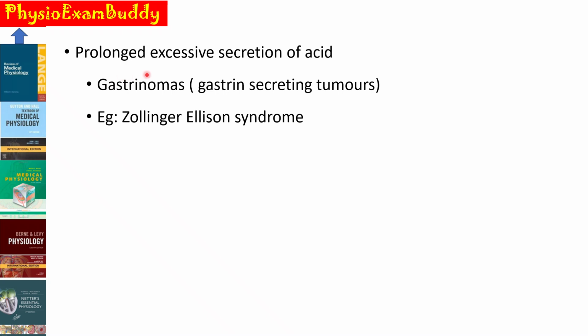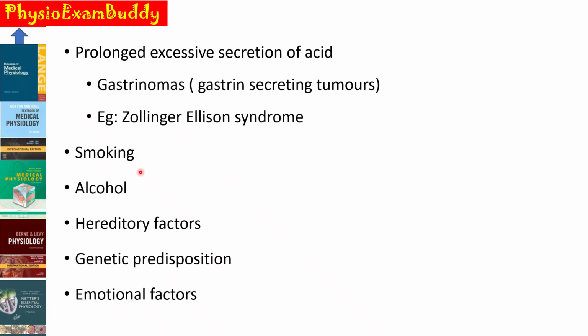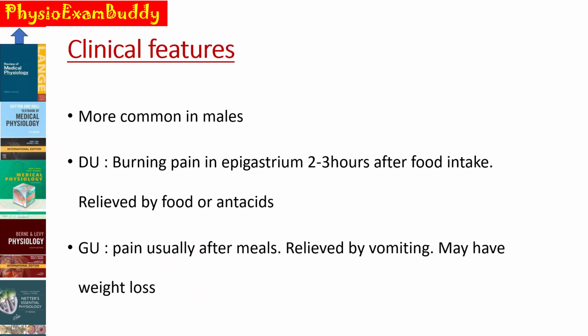Prolonged excessive secretion of the acid is another culprit for this peptic ulcer, mainly because of gastrinomas, that is gastrin secreting tumors, especially in case of Zollinger-Ellison syndrome. Then smoking, alcohol, hereditary factors, genetic predisposition as well as emotional factors are also the causes for peptic ulcer.